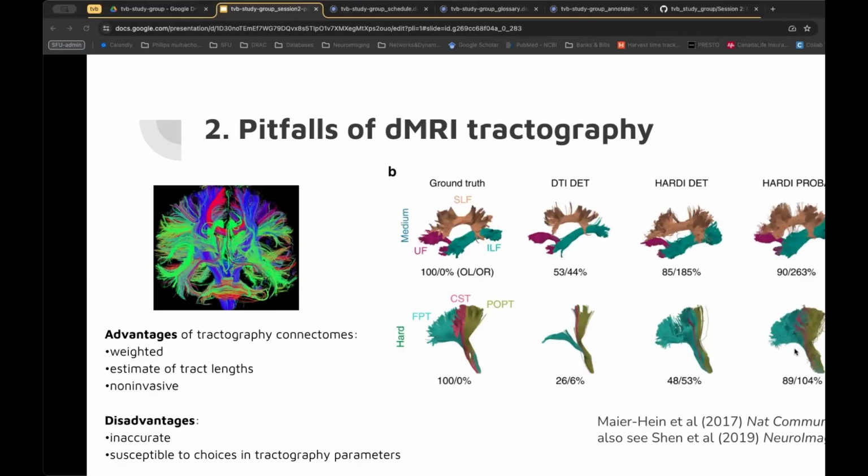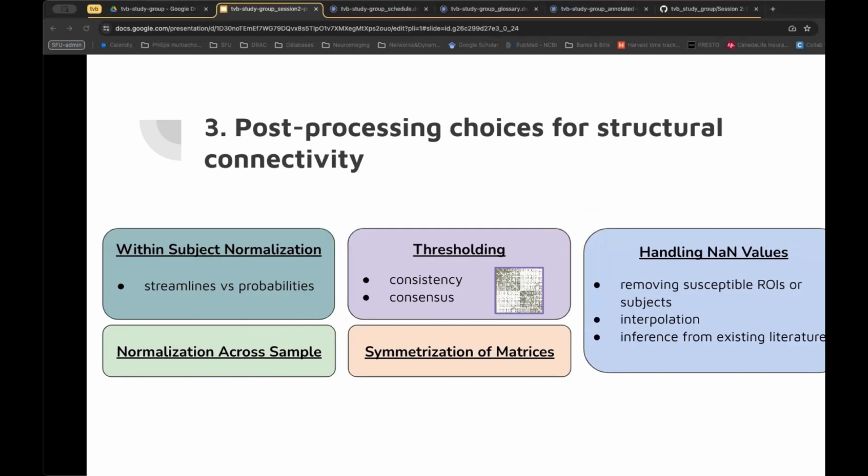Yeah, talking about some of the post-processing choices we have to make for structural connectivity. Straight out of the oven, I think SC isn't necessarily ready for TVB inputs. We have to do some kind of thresholding, some kind of data cleaning to make sure that it's all ready. So starting from the top left, I guess we'll talk about within subject normalization.